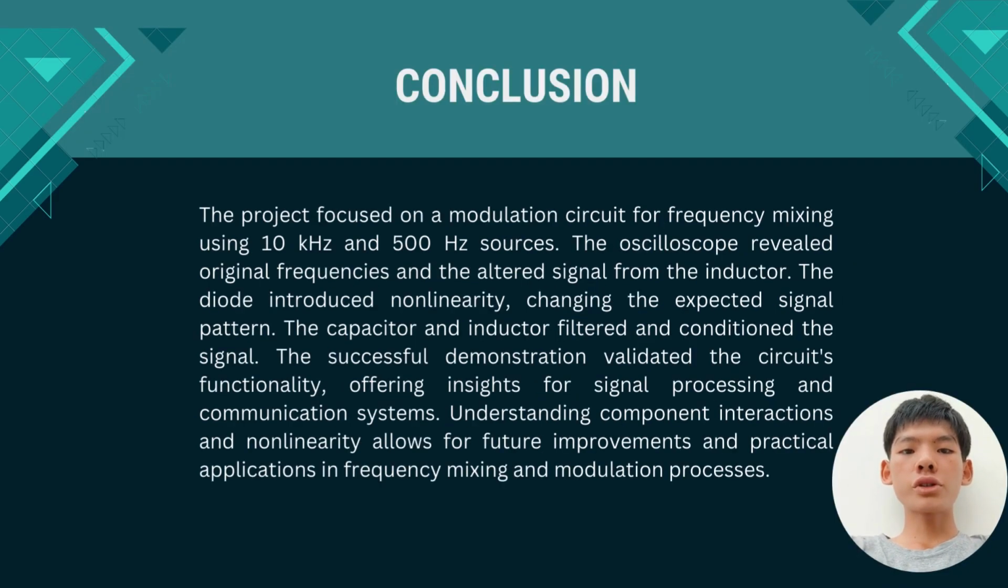In the conclusion, the project primarily centered on constructing and studying a modulation circuit designed for frequency mixing, incorporating two separate AC sources at 10 kHz and 500 Hz. The oscilloscope played a crucial role in revealing the circuit's functionality, displaying both the original frequencies and the modulated signal from the inductor. The diode introduced nonlinearity, acting as a rectifier and altering the expected sinusoidal pattern of the modulated signal. The capacitor and inductor working in tandem conditioned and filtered the signal, impacting both amplitude and frequencies.